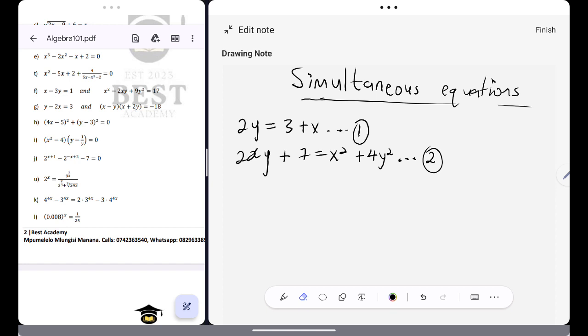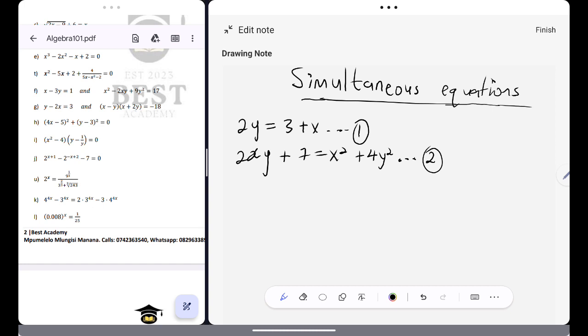Today we are focusing on simultaneous equations. With simultaneous equations, you just need to solve for two different variables at the same time. You cannot solve for two variables if you have only one equation. That's why you need two equations to solve for two variables, x and y.